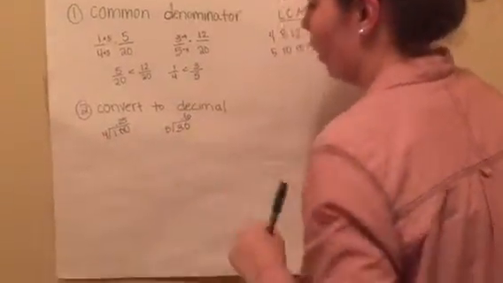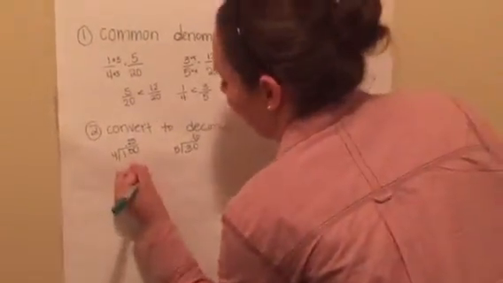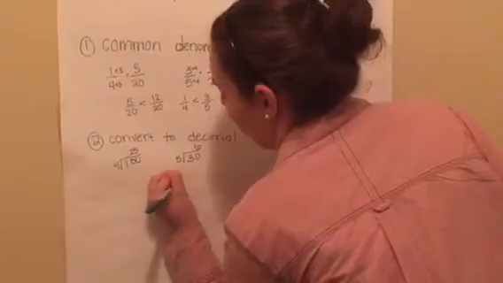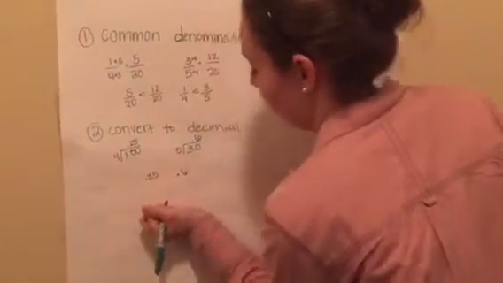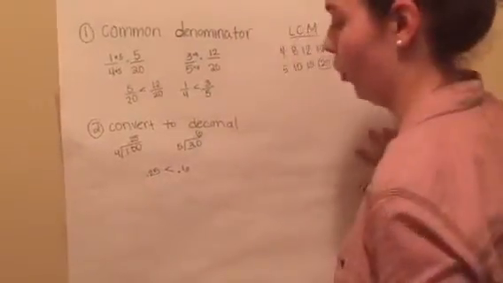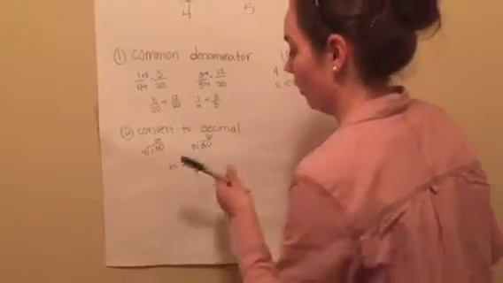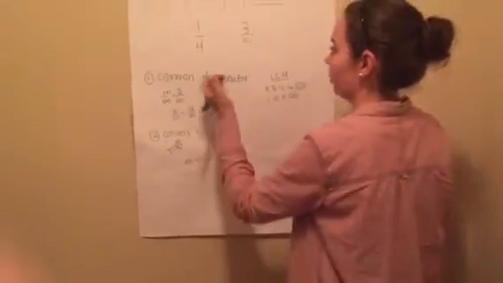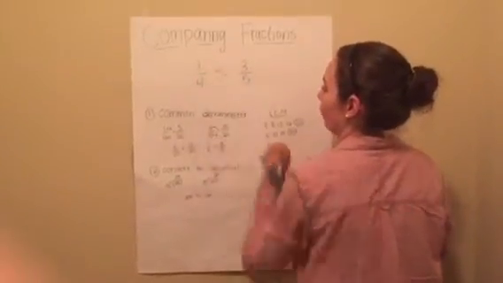Okay? So if we compare 0.25 and 0.6, we also see that 0.6 is greater than 0.25. So that will give us the conclusion that 1/4 is less than 3/5.